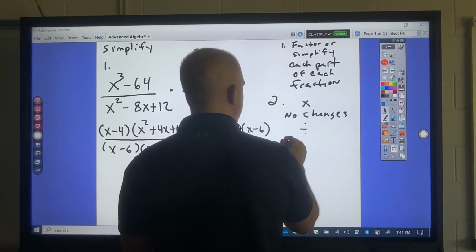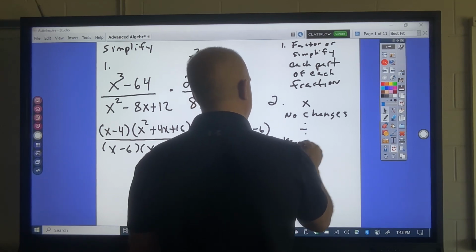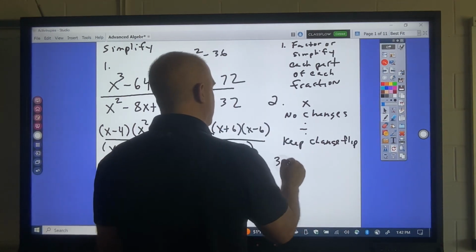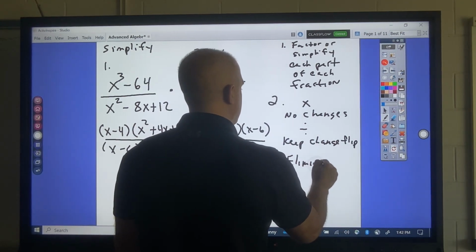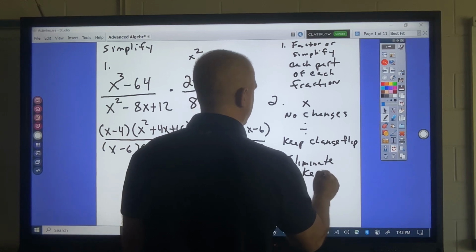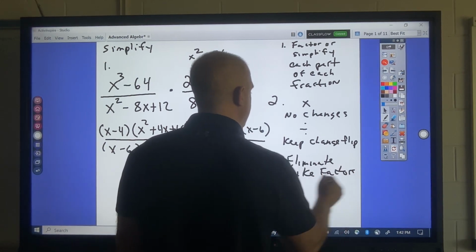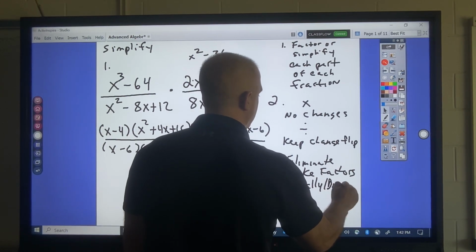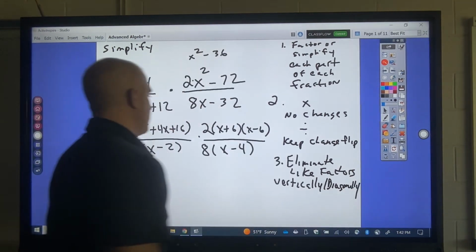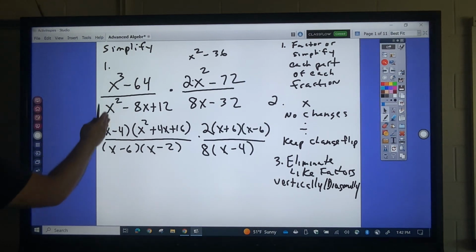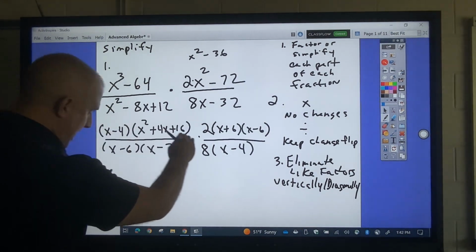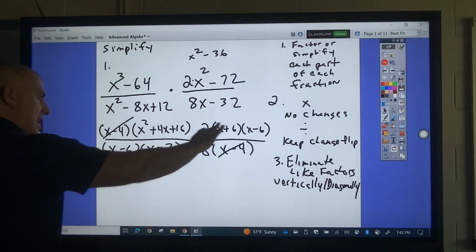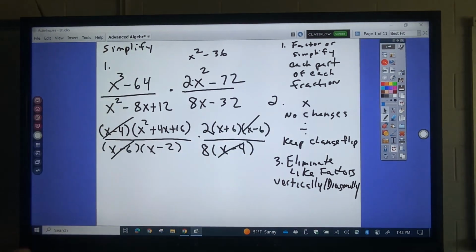Division, what you have to do is just write keep, change, flip. We'll talk about that in a little bit. And then we want to eliminate like factors vertically and diagonally. Here's what I mean by that. If I look vertically here, nothing's the same, but diagonally, I've got x minus 4, x minus 4. Also diagonally, I've got x minus 6 and x minus 6.